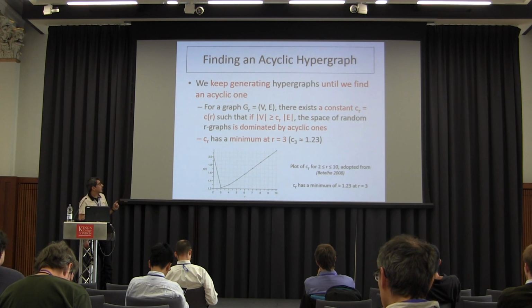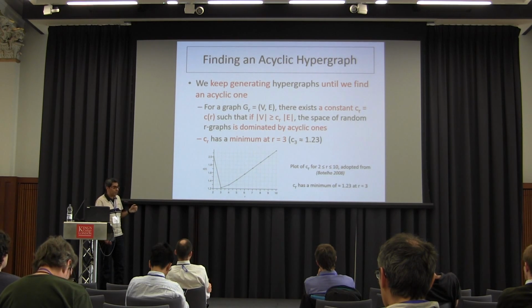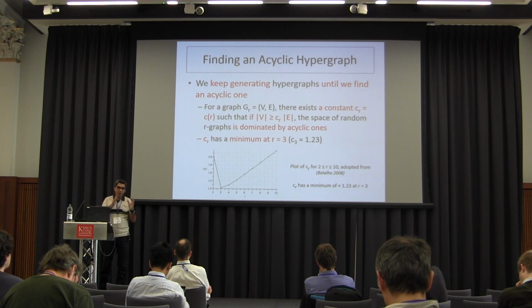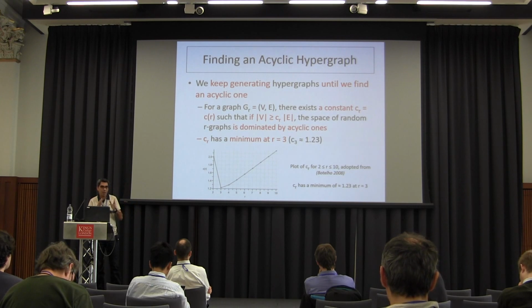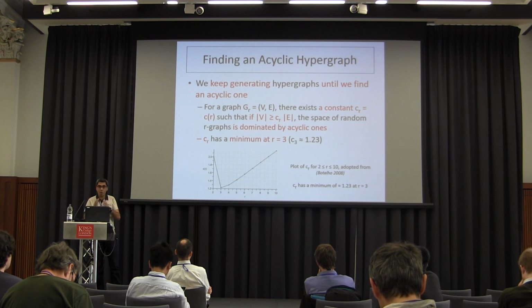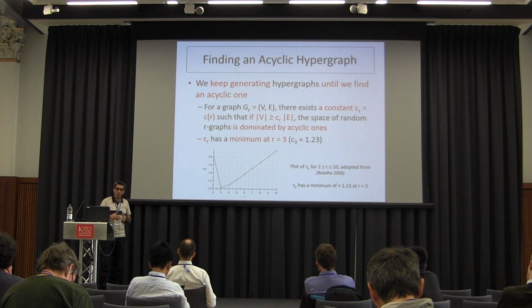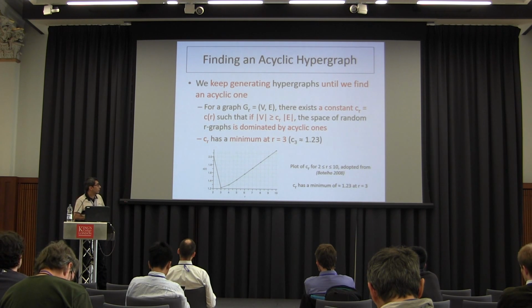There is this theorem that says that for an R-partite R-uniform hypergraph, if the number of vertices is greater than or equal to the number of edges times a particular constant, where that constant is a function of the number of parts in the graph, then the space of random hypergraphs is dominated by acyclic ones. So it's very likely that you find an acyclic one.